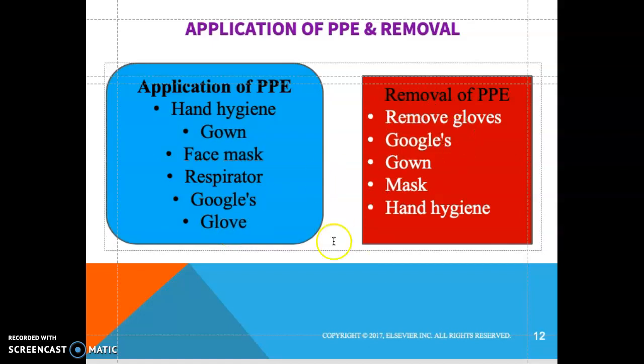Removal of the PPE is actually in the reverse order. The first thing you remove is your gloves. The second is your goggles. The third is your gown. Your fourth is your mask. And your fifth is to perform hand hygiene. So it's important that you understand and memorize the sequential order in application of PPE and removal of PPE.